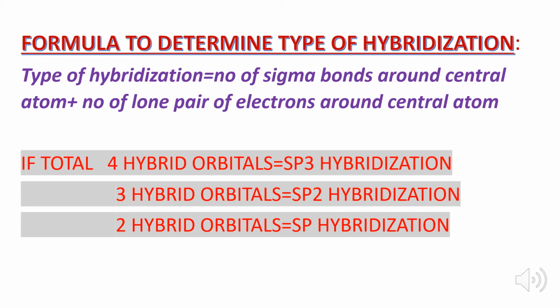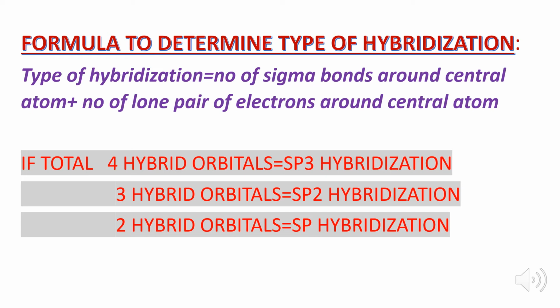Here in this lecture, we have not discussed the lone pairs of electrons, and I have discussed it in another video. So if the total number of hybrid orbitals is 4, it means that 4 single bonds will be formed here. So the type of hybridization will be sp3 hybridization.